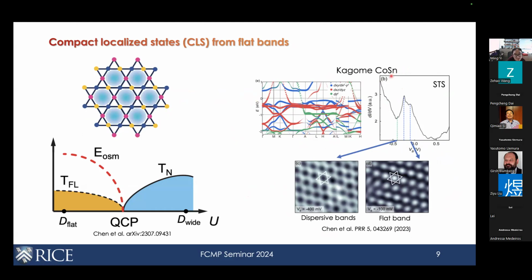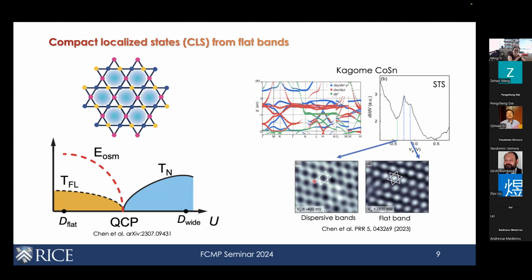So basically, in cobalt-tin, you know that the flat band lies at certain energies, and what they do is a mapping with STS, tuning their energy to be at locations where the topological flat bands lie. They can actually see these compact localized states, just as predicted, in the middle of these hexagons. And if they tune their energy away to where the dispersive states are, then the states go along the bonds, right?